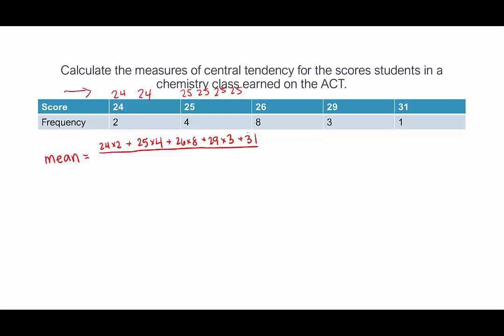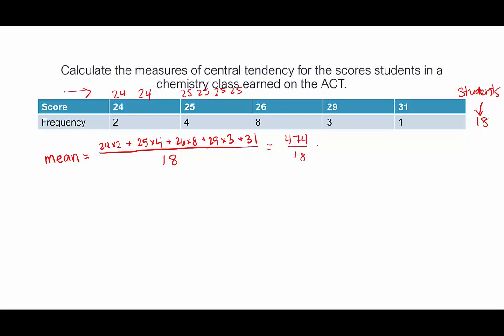Now, what am I dividing by? How many students were in this chemistry class? Well, that would be the total in the frequency. So we want to add up the frequencies. 2 plus 4 plus 8 plus 3 plus 1, that's a total of 18. So this particular class has 18 students in it. And if I look at the frequencies up here, they should also add up to 18, which they do. So when we do this addition and multiplication, we end up with 474.